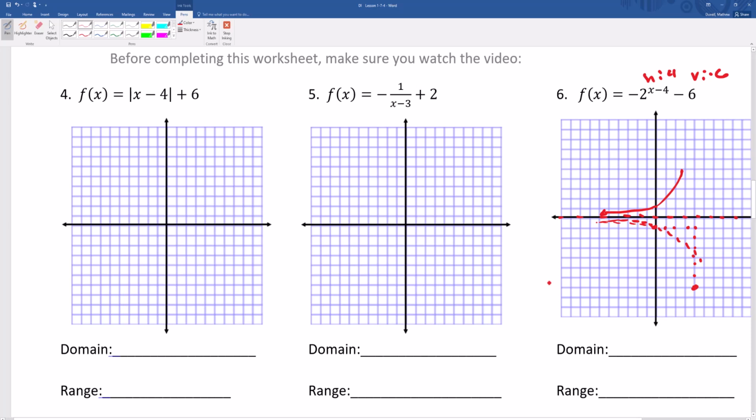And then that's going to get shifted down -6 as well. And so now I can draw in my graph. And so my domain is still -infinity to +infinity, but my range is from -infinity and it stops here at -6.